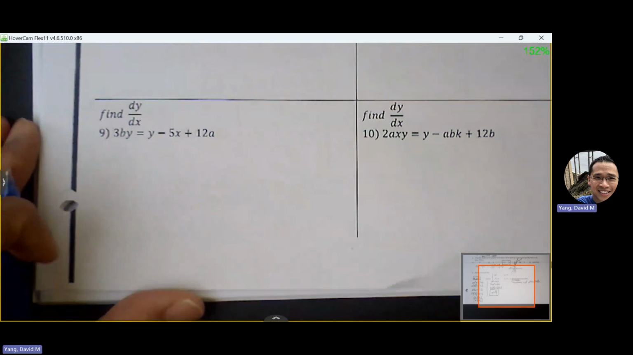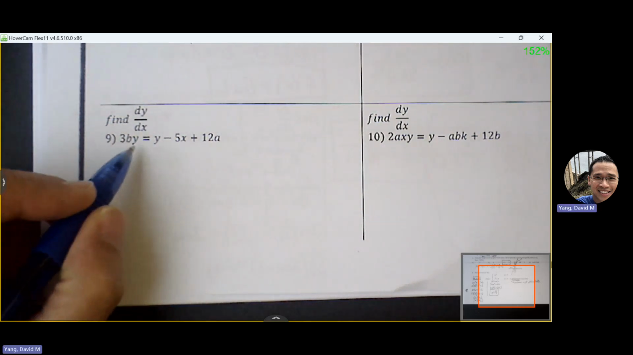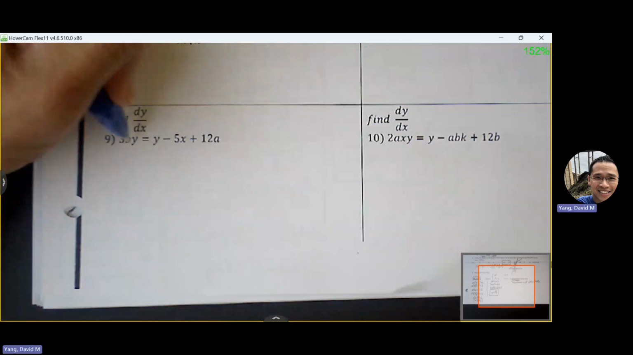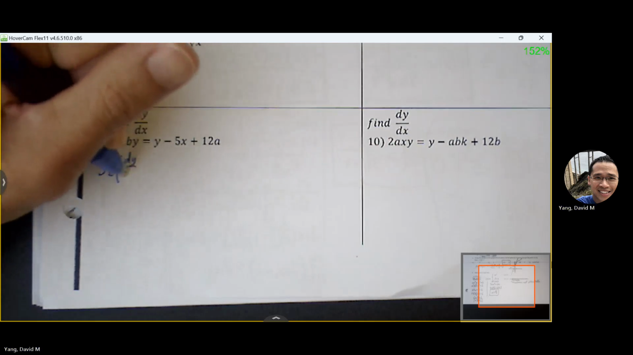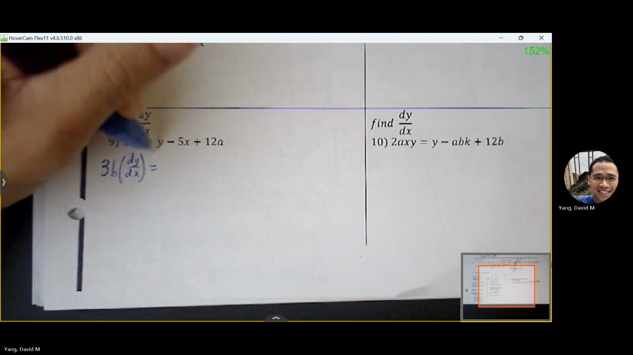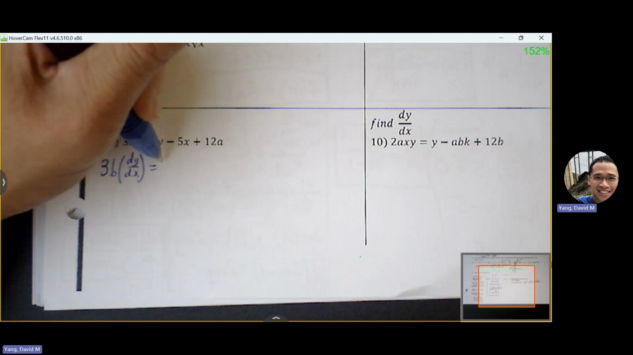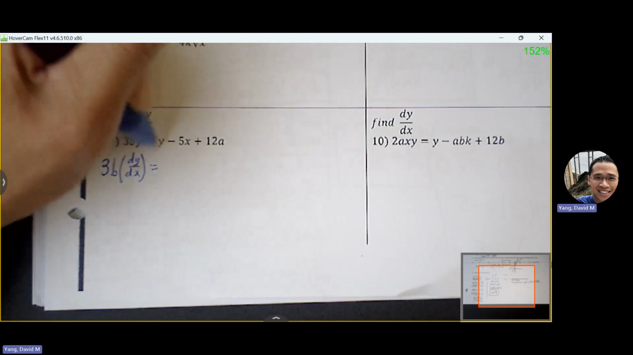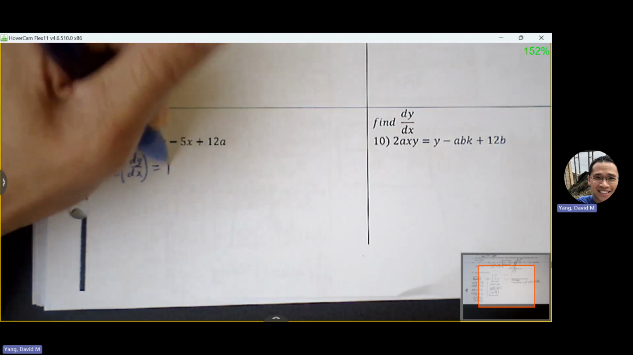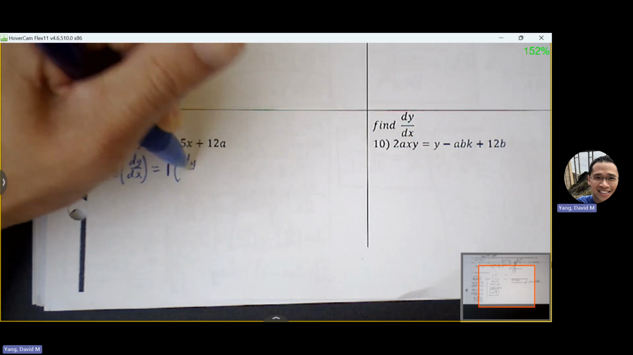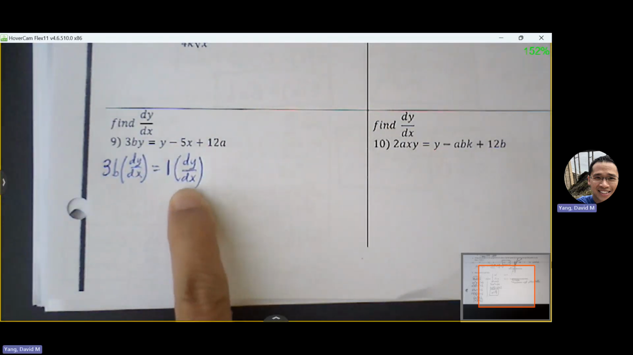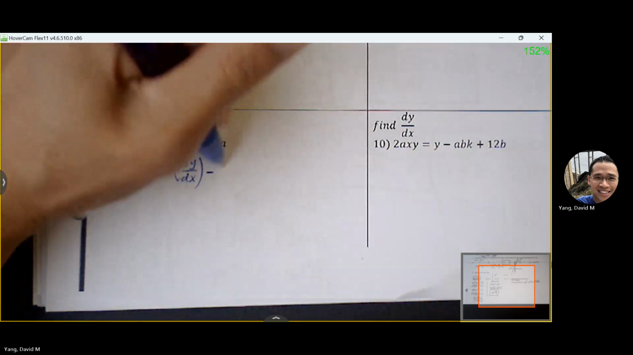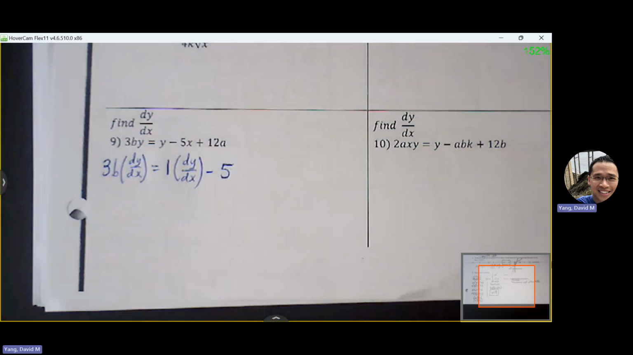Okay, so number 9, implicit involved here. So 3by becomes 3b dy dx. And then y becomes dy dx. I really think that if it's just a y by itself, I encourage you guys to put a 1 in front. I'll show you why in a second. 5x becomes 5. And then the 12a goes to 0.